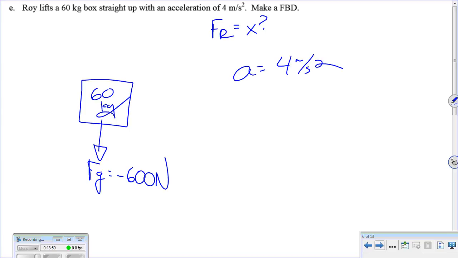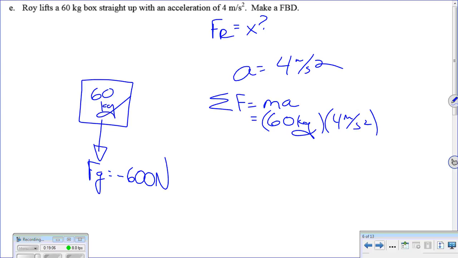So when you know the acceleration, what do you do? Find your net force, right? Net force is mass times acceleration. So my mass is 60 kilograms. My acceleration is 4 meters a second squared. Multiply this out and you get 240 newtons. Good?